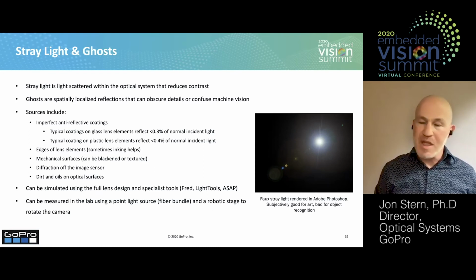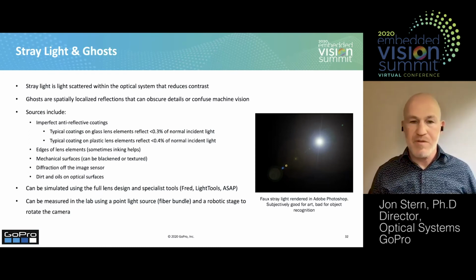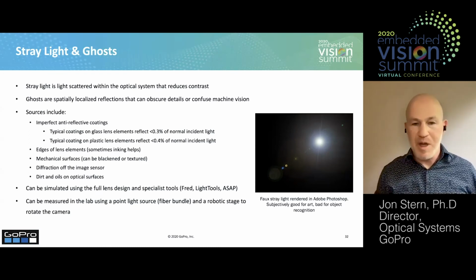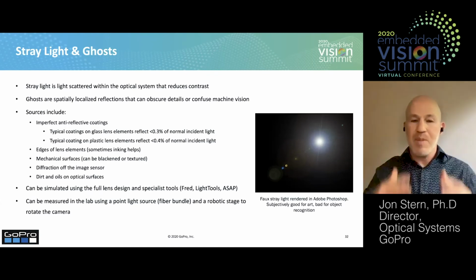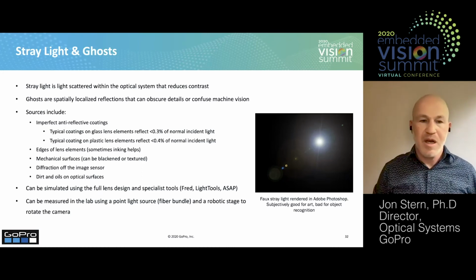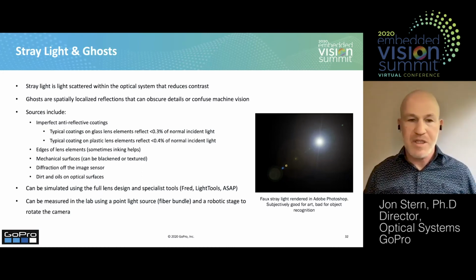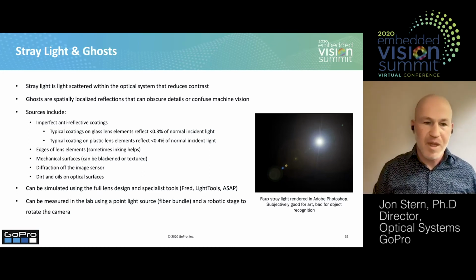The edges of lens elements can be sources of stray light. Sometimes putting an ink around the edge can help, not always. Mechanical surfaces can also be sources, which can then be blackened or textured to help. Diffraction off the image sensor can bounce back up, hit optical surfaces and bounce back down into the image sensor. And then dirt and oils on optical surfaces can be a source of stray light.